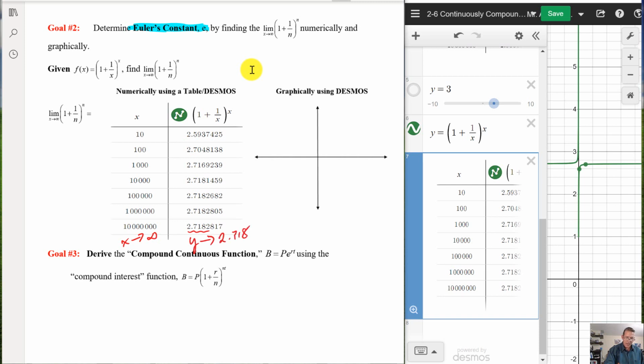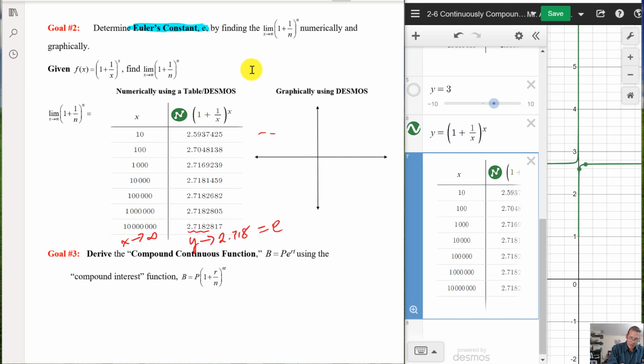And guess what? That is your famous Euler constant right there. You can Google that. Type in the words Euler's constant, and you'll see that approximation right there at 2.718. There's your approximation. Now, if you're going to sketch this, let's do that.